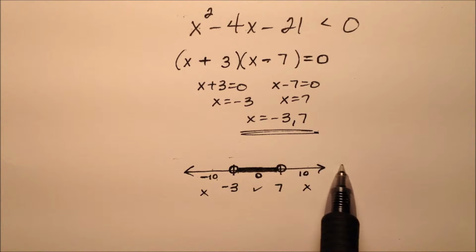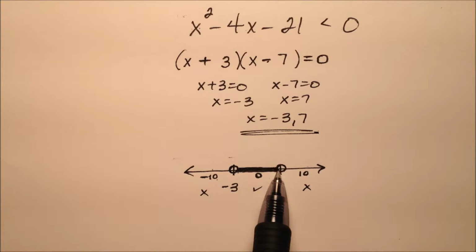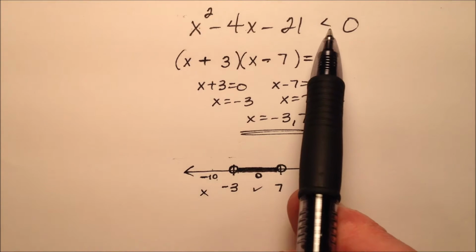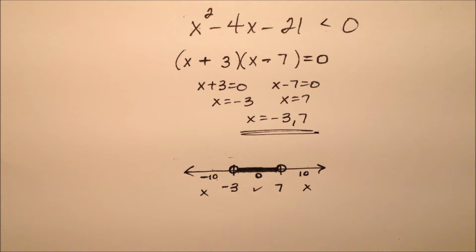So here is the graph of our solution set. All the numbers between negative 3 and positive 7, but the boundaries, negative 3 and positive 7, are not included in the solution set because our inequality was not less than or equal to, it was just less than.